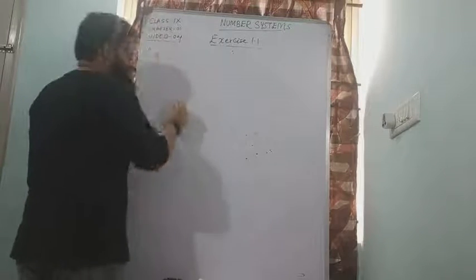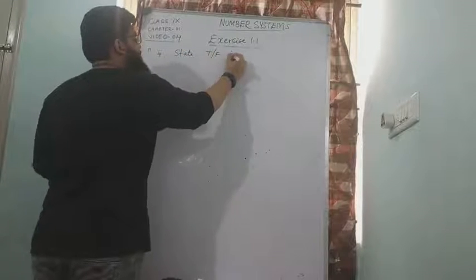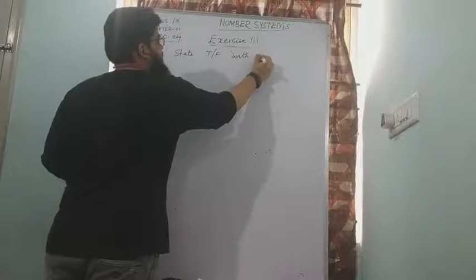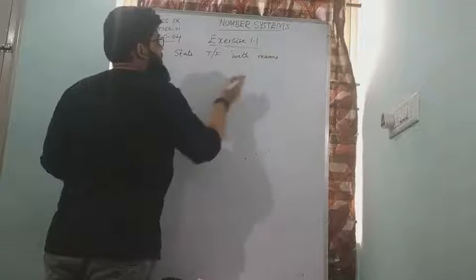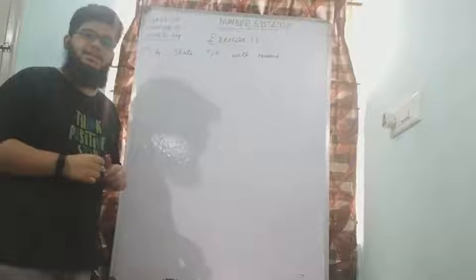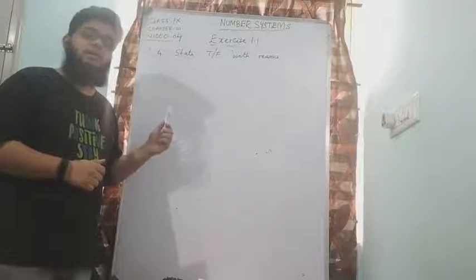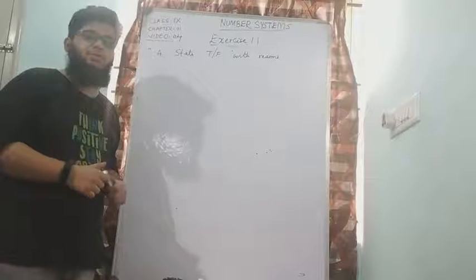Next question is state true or false with reasons. So we will begin this in the next class, and we'll also see what are irrational numbers. But for now, learn how to find rational numbers between any two given numbers.